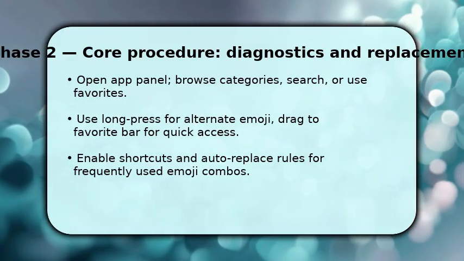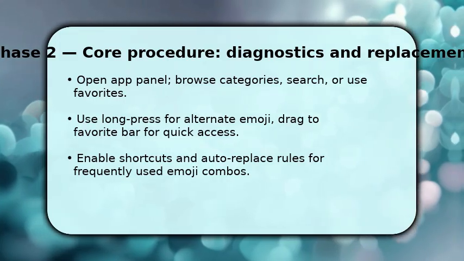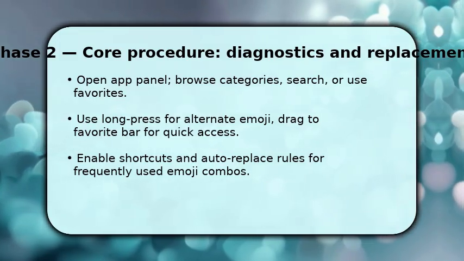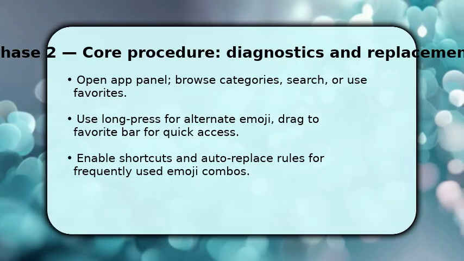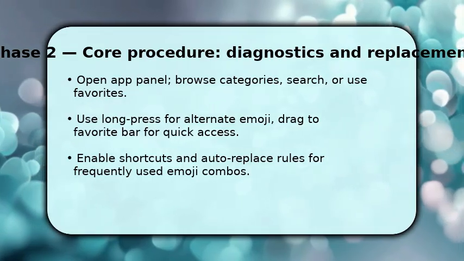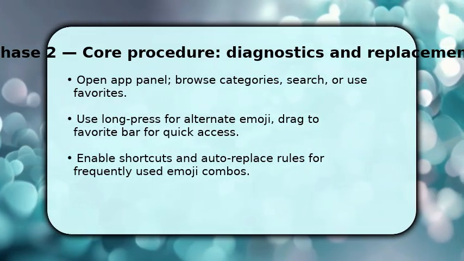Open the keyboard panel, swipe categories, and use the search field to locate specific icons. Long press an emoji to reveal alternates. Drag the one you like into your favorites bar to pin it.